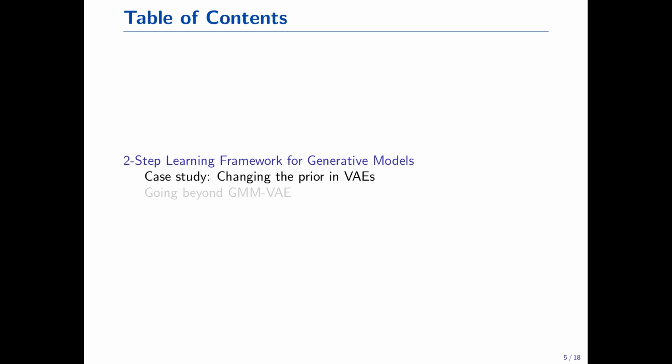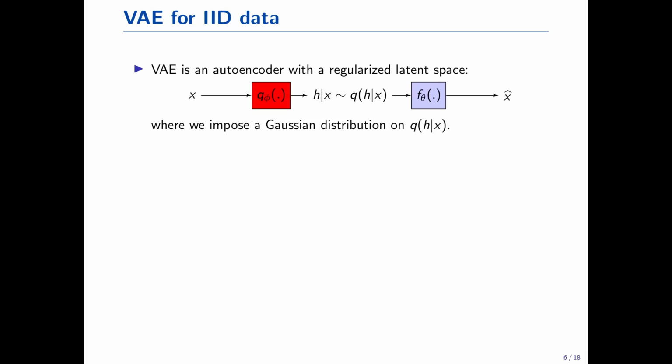Let us showcase the usefulness of this approach in a case study where we change the prior of a variational autoencoder. So basically, a variational autoencoder model is an autoencoder, non-surprisingly, with a regularized latent space. Namely, in the first variational autoencoder paper, it's basically an autoencoder where we impose a Gaussian distribution at the output of the encoder.